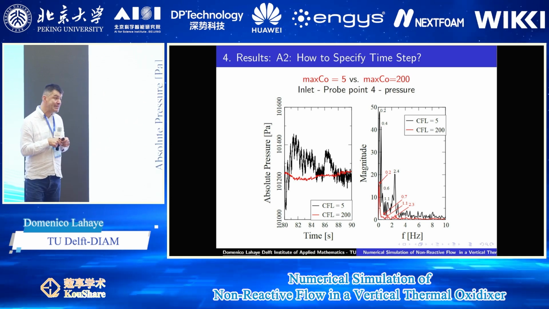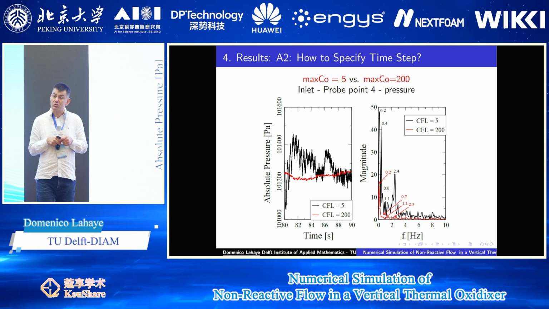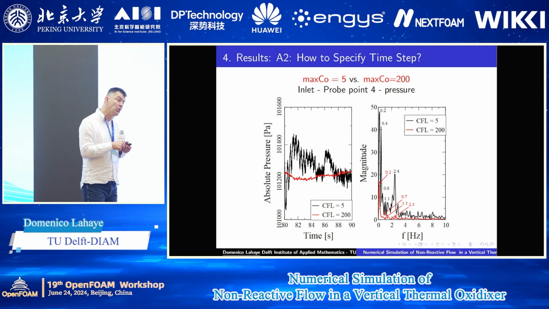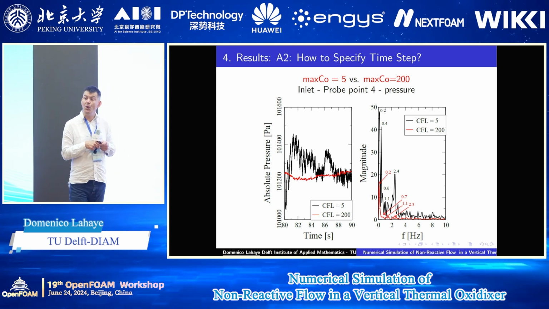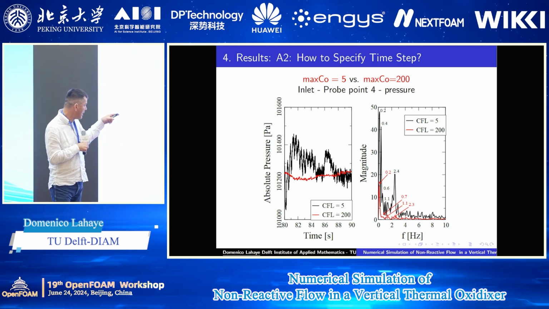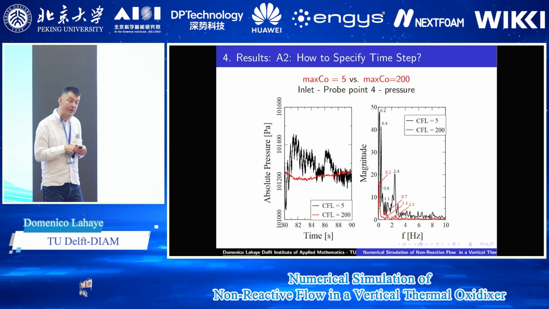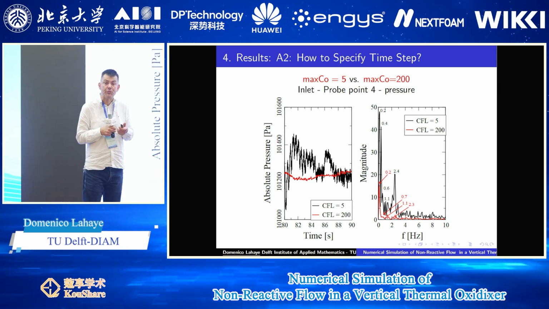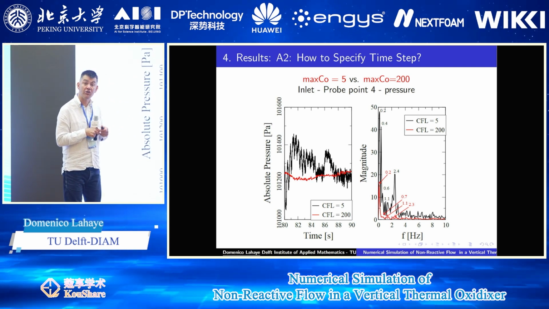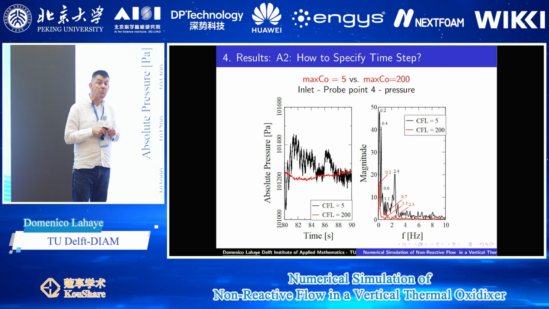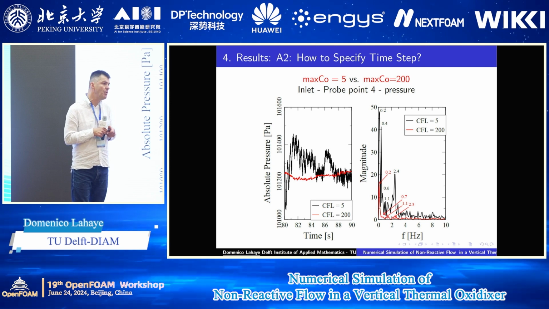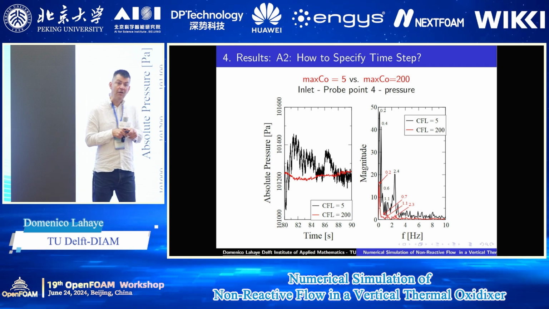What you will see is that passing from Maxco 5 to Maxco 200, two effects seem to occur. We lower the amplitude of higher frequencies, so we have a larger signal on the first frequency, and we capture fewer frequencies. That is, going from Maxco 5, or a CFL number of 5, to a CFL number of 200 seems to act as a filter in which we dampen the main frequency and leave frequencies out.